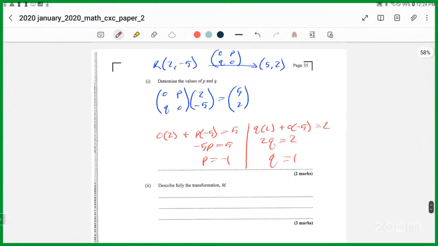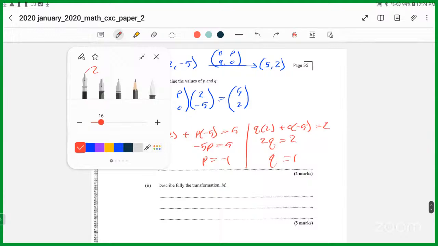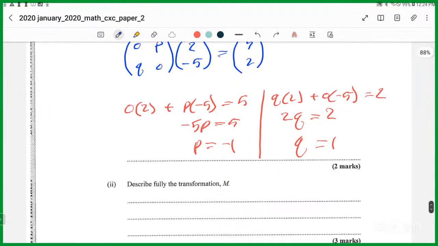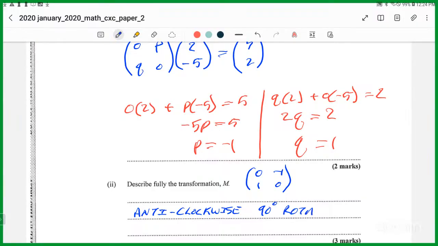They don't want us to just describe it. To describe, we have to know the matrix fully. We have to know the transformation. So the transformation matrix becomes 0, minus 1, 1, 0. That's an anti-clockwise 90 degree rotation matrix about the origin. Anti-clockwise, 90 degree rotation, about the origin.